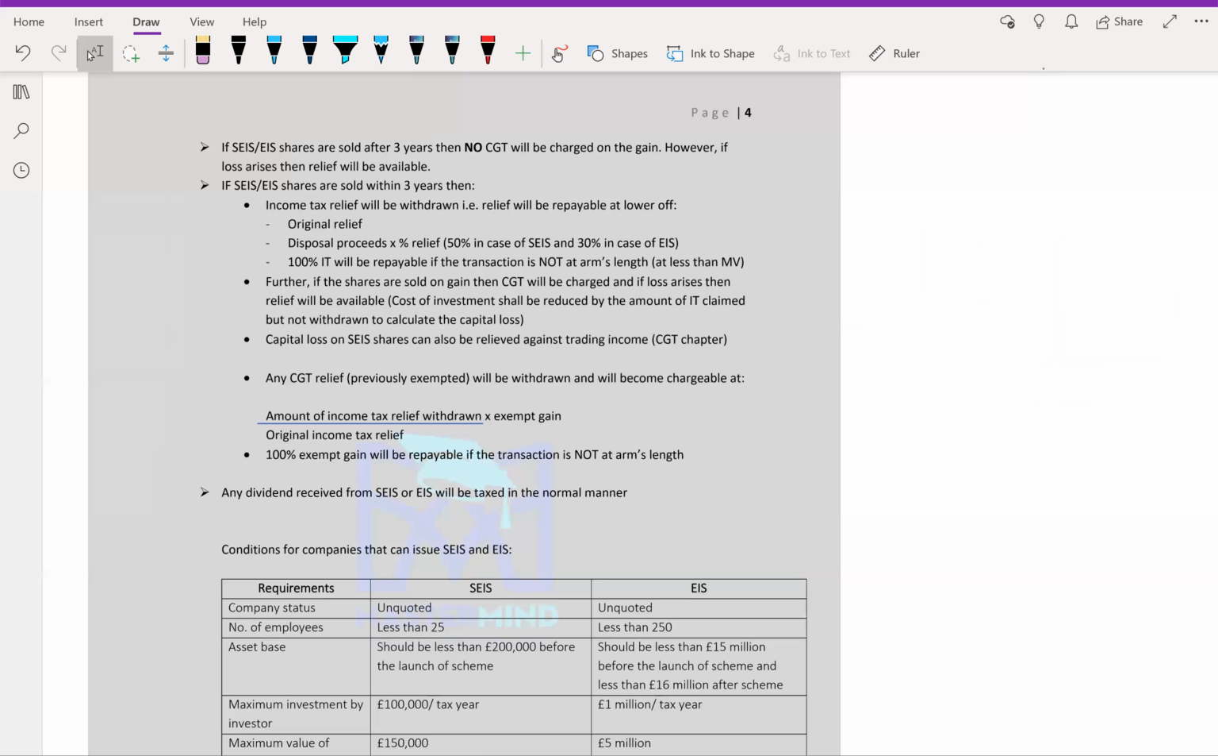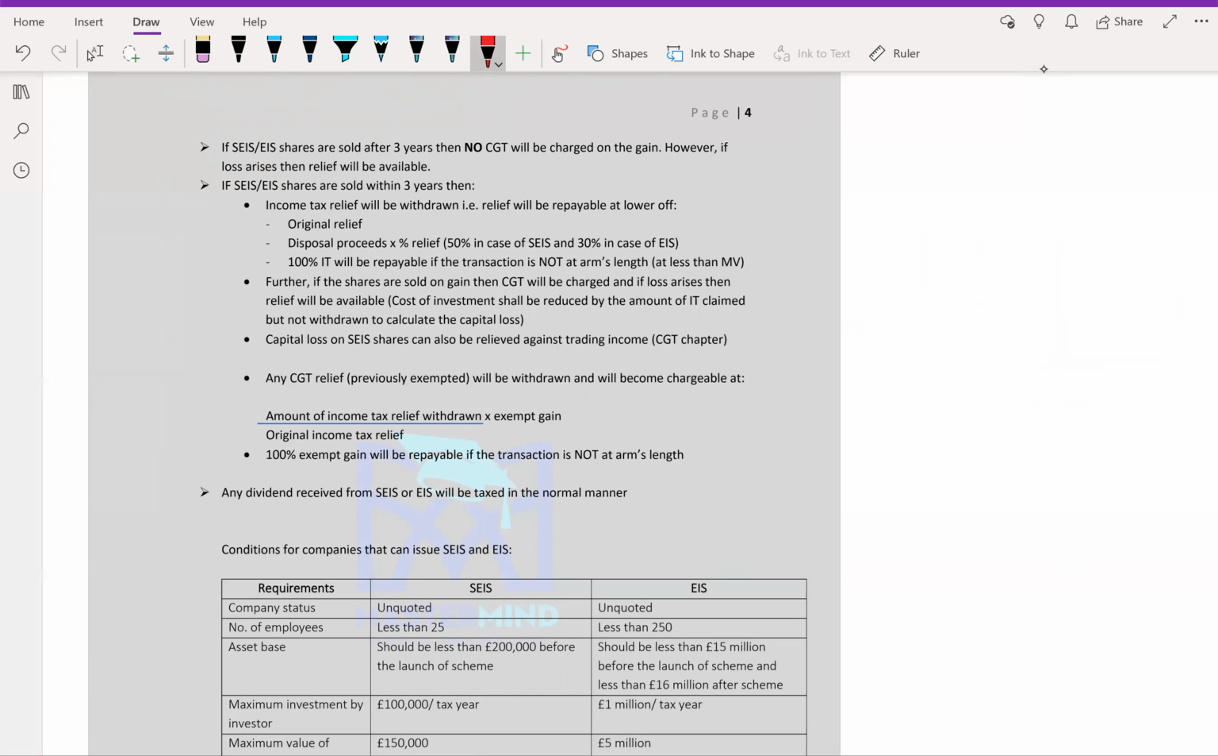Further, if the shares are sold on gain, then CGT will be charged, and if loss arises, then relief will be available. Yes, we know this, right? Capital loss on SEIS shares can also be relieved against trading income, which we look at in the CGT chapter.